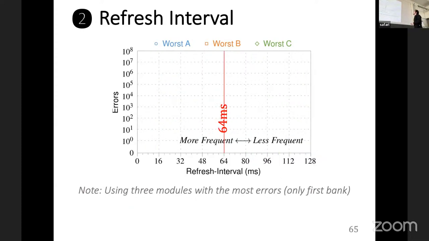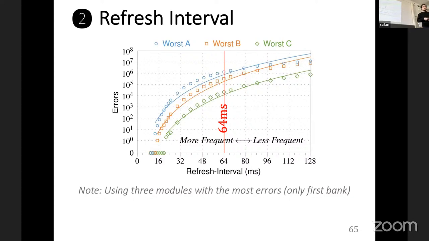So this makes sense. The next thing they look at is the refresh interval. On the x-axis, you see the default refresh interval highlighted, 64 milliseconds for these DRAM chips that they tested. And basically, they sweep the refresh interval up to 128 milliseconds. Again, using the three modules with the most errors, you see that as you increase the refresh interval, your bit error rate increases because you can perform more activations. You can hammer more times before the next refresh comes and restores the charge lost in the cell that you're attacking. Conversely, if you reduce the refresh interval, you have fewer bit flips. If you reduce the refresh interval by seven times, if you do refresh operations seven times more frequently, you don't get any bit flips in the tested DRAM chips, but this comes at an overhead.